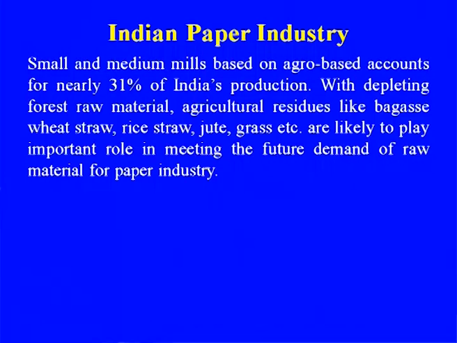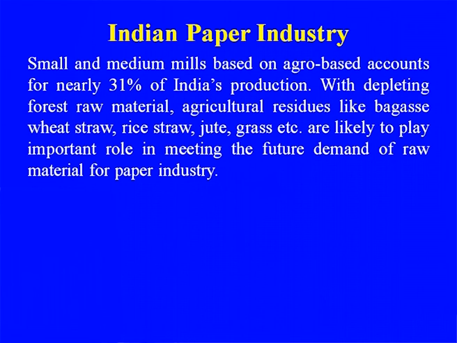The growth rate of the pulp and paper industry is 7 to 8%, because with the increasing population, more and more paper will be required. I have already discussed the status of the paper industry. In the Indian paper industry, the small and medium agro-based mills account for nearly 31% of the Indian paper production.